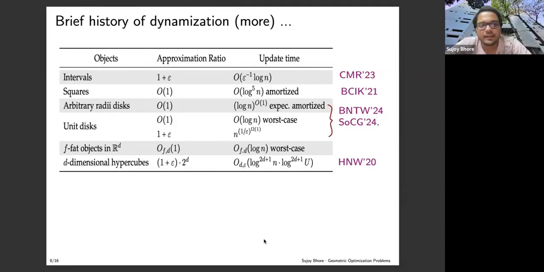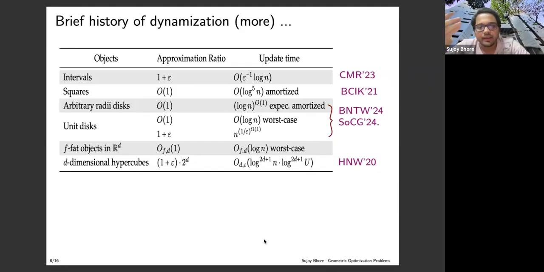So for example, for intervals, which are the simplest geometric objects, we know that one can maintain a 1 plus epsilon approximate solution in polylog, actually log n over epsilon, update time. For squares, we knew from 21 that it's possible to maintain a constant factor approximation in polylog amortized update time. For arbitrary radii disks, we know from SoCG 24 that there is a constant factor approximation in polylog expected amortized update time.